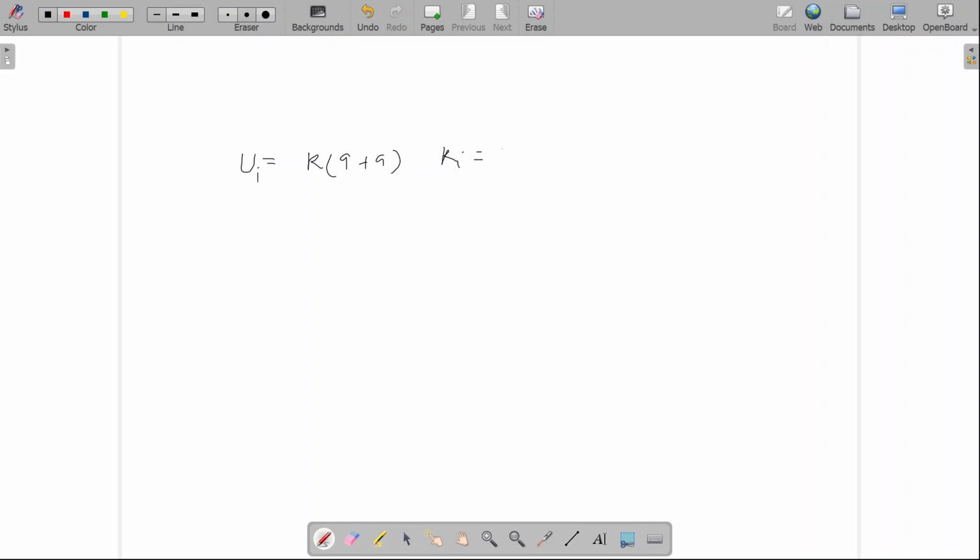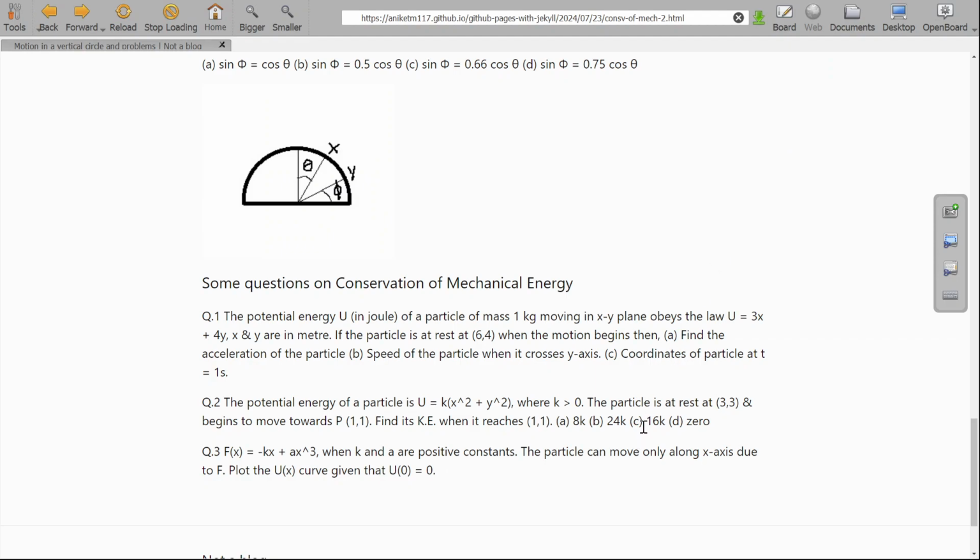Initial kinetic energy of the particle is 0. Similarly, finally, the potential energy of the particle is simply 2k, and the final kinetic energy we have to find. So the difference of these two values is simply 16k, as we can see. So that would be the final kinetic energy of the particle. So that means 16k would be the correct option.